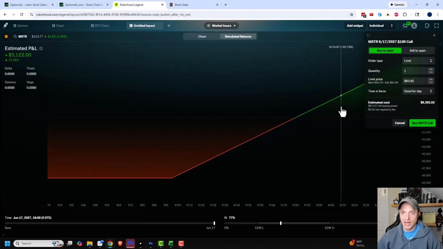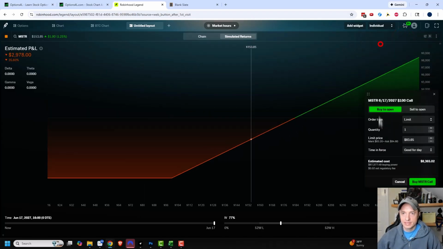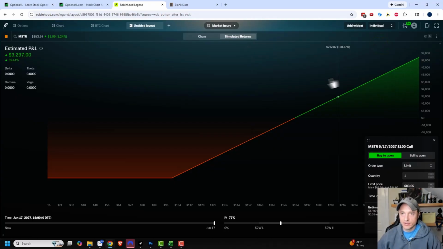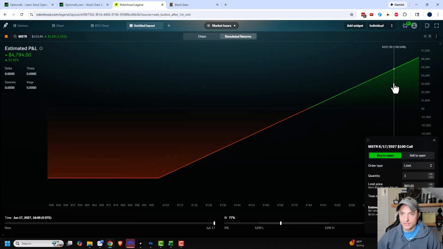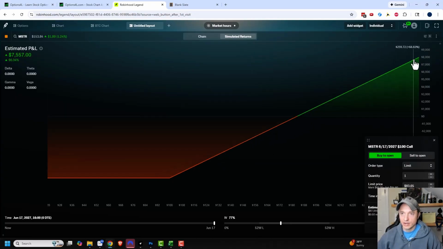Now let me zoom out, and can I move this thing? I can move it down. So I also have the room to make a fair amount of money as well. The higher MicroStrategy goes, the more money that I can make, and I can make unlimited money. So if, right now it's only, let me go to about $263, and you can see that I would make about $8,000 in that particular case.